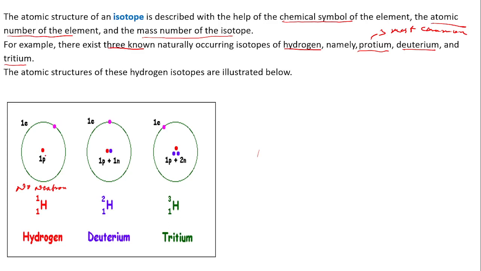Deuterium has one proton and one neutron. Then tritium has two neutrons and one proton. If you look carefully, you can easily understand that in these three isotopes, the number of protons down there is always constant. So that's what we can say.